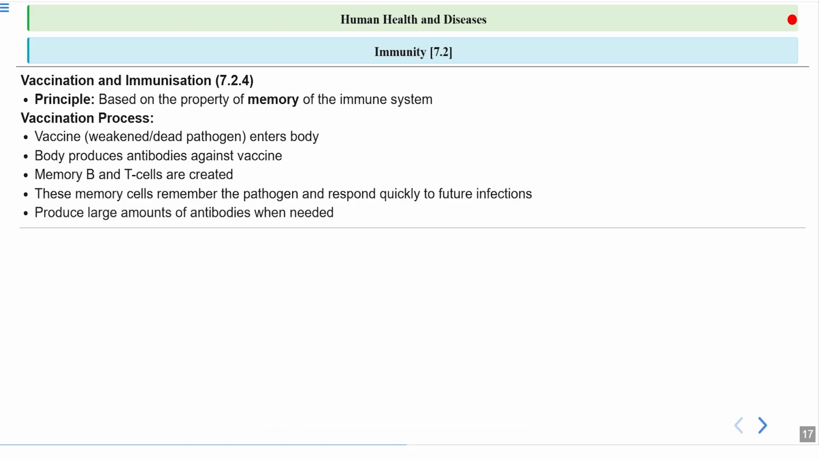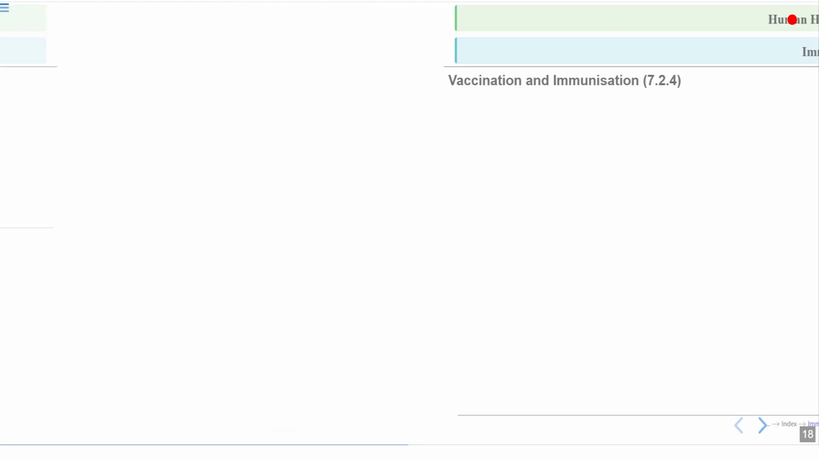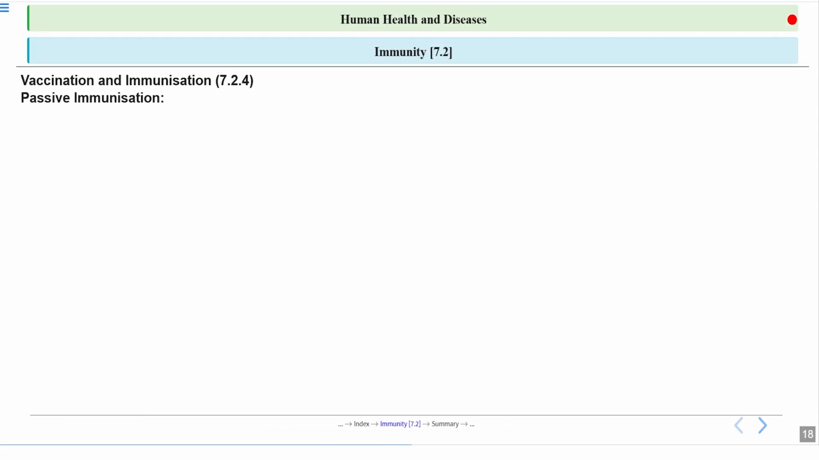Now, when needed or on subsequent exposure with the same pathogen, the body can produce large amounts of antibodies very quickly. So this strong and rapid response helps prevent the host or the body from getting seriously ill. Okay, so on subsequent exposure to the same pathogen, a heightened immune response is generated. Okay, so this is the mechanism of vaccination.